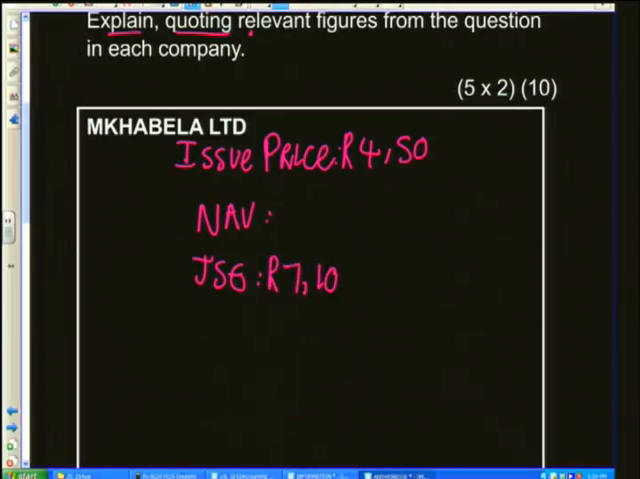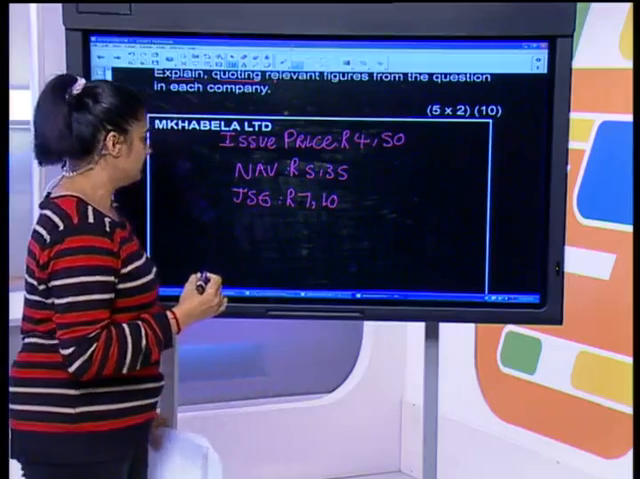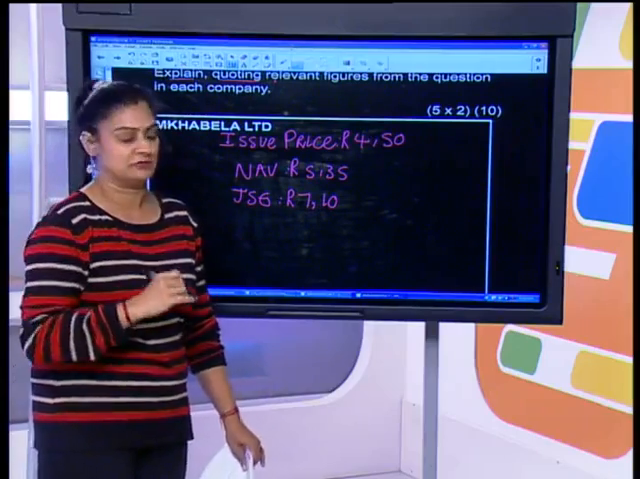Okay, and the net asset value is 5.35 Rand. Right, now guys, let's look at this very, very closely. The issue price is obviously 4.50. The net asset value, your shares are worth 5.35. So you should get at least 5.35 if you sell the shares, because that's the worth of the shares.